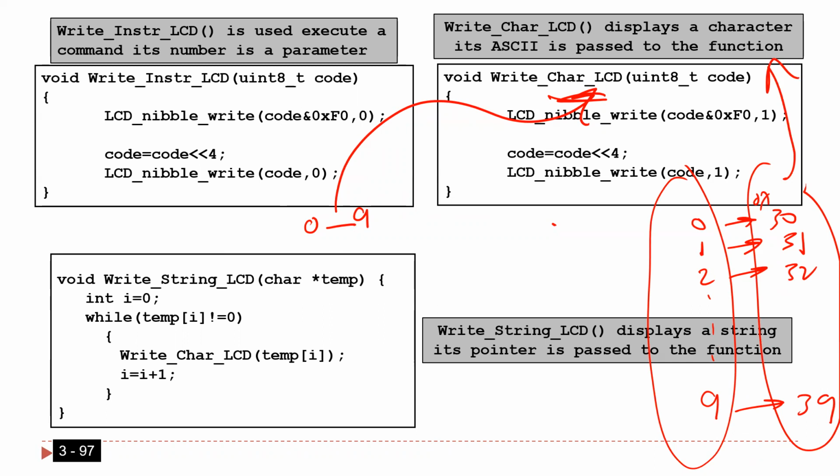So if the return value is between 0 and 9, you have to add 0x30 and then send this value to the LCD to display it. Easy, right? This is the first part.